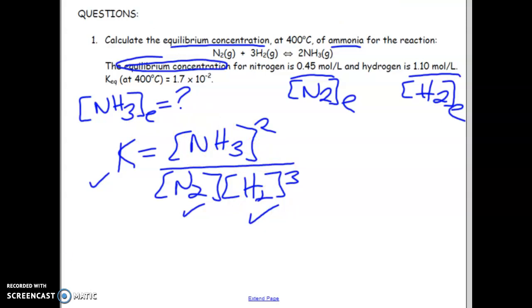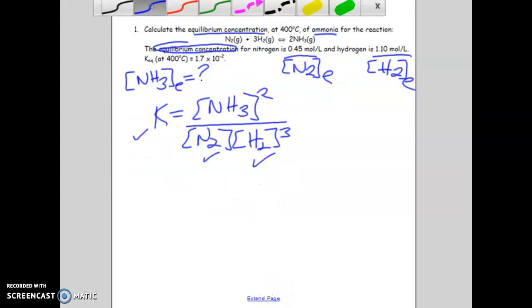Now, common errors I see. First of all, only things that have a concentration can go here, so making sure that this is set up properly from this reaction is very important. Secondly, you have to make sure that the concentrations plugged into this K expression are at equilibrium. We will see what happens if they're not at equilibrium later on, but if you're just going to use it straight up as is, the numbers you plug in are at equilibrium, and that's important to keep in mind.